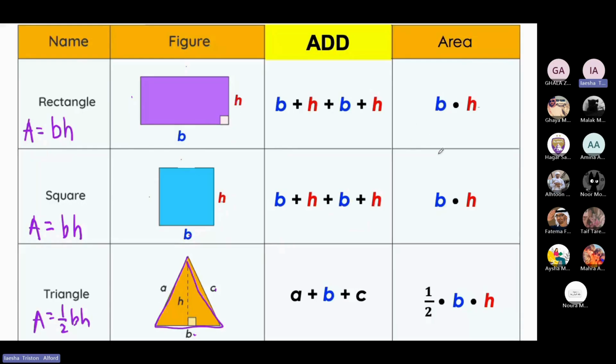Area, we just discussed. Base times height, base times height. Triangle, 1/2 base times height. Area, multiply. Everybody okay with the difference between perimeter and area?